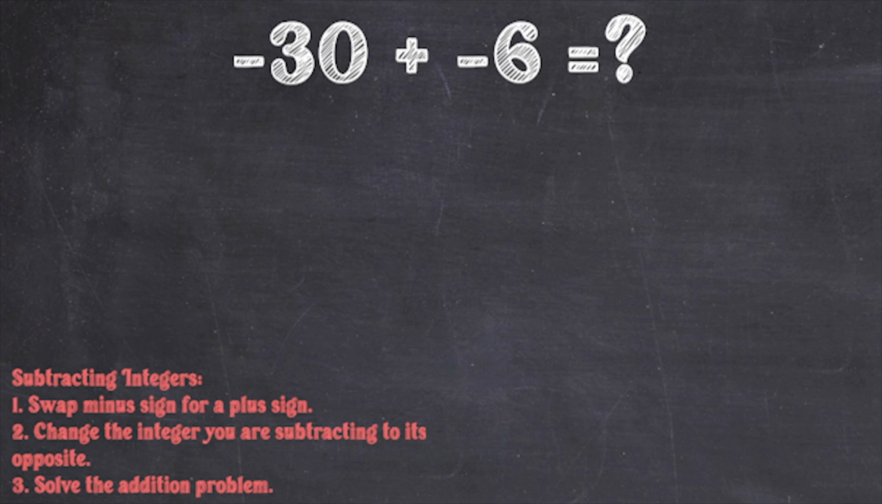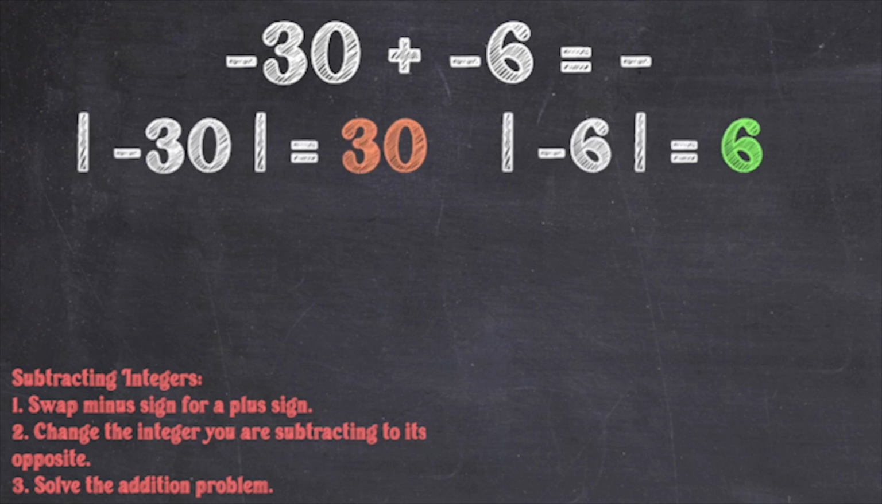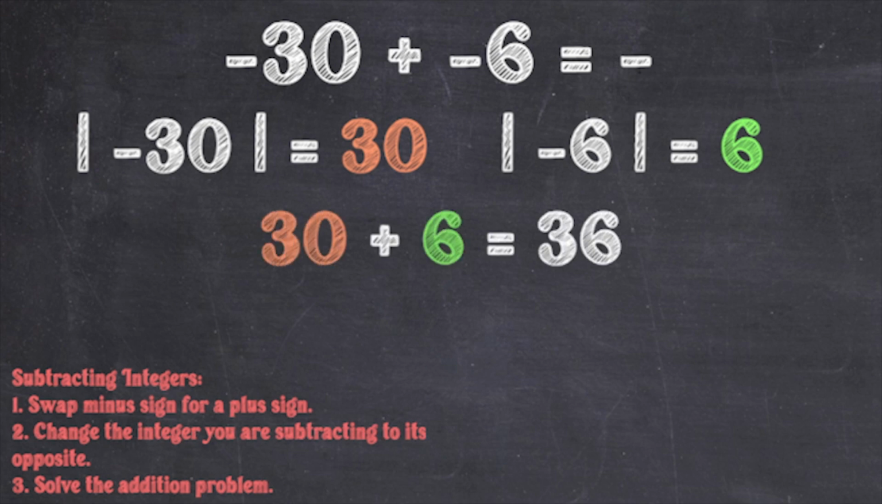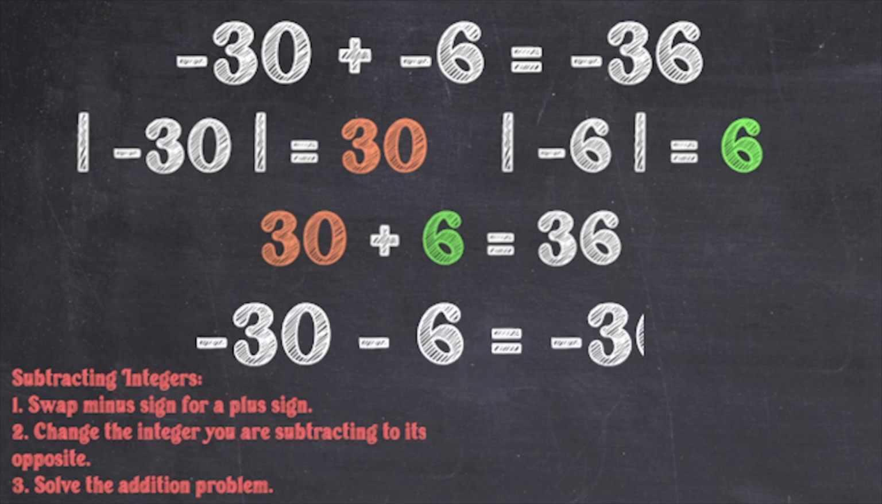Negative 30 and negative 6 have the same sign, so we need to keep the sign and add up the absolute values. Both numbers are negative, so our final answer will be negative. Let's write a negative sign down. The absolute values of negative 30 and negative 6 are 30 and 6, so adding those numbers gives us 36. Thus, negative 30 plus negative 6 is negative 36. And we can also say that negative 30 minus 6 is negative 36 too.